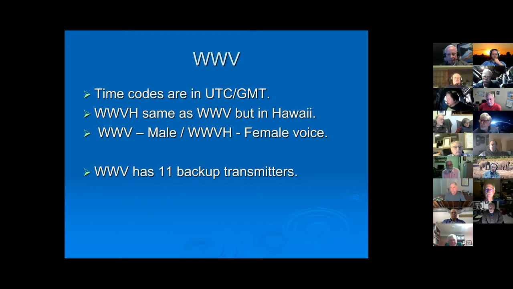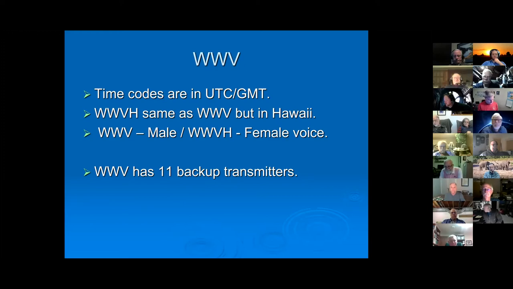So the time that WWV sends out, that's UTC time or GMT, Greenwich Mean Time. So it's all based on Greenwich Mean Time. It's not local time. So you have to make your own adjustments between what WWV sends out and what your local time offset is. There's another WWV lookalike out there called WWVH that's in Hawaii. So you'll notice the voice announcements from Fort Collins use a male voice. WWVH uses a female voice.